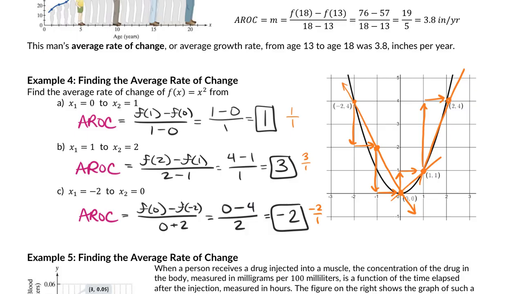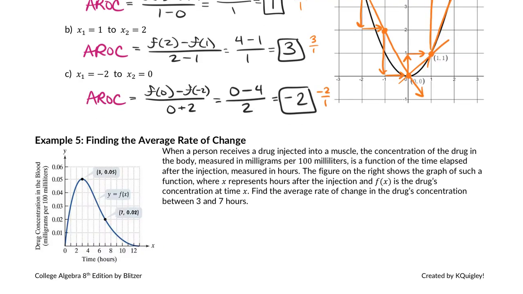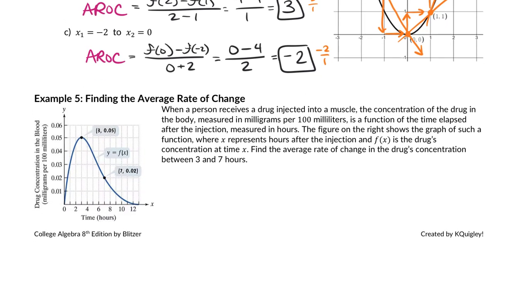Now, of course, average rate of change is usually going to come with context, because a lot of our graphs that are wavy and curvy like that have context, like example 5. It says when a person receives a drug injected into a muscle, the concentration of the drug in the body, measured in milligrams per 100 milliliters, is a function of the time elapsed after the injection measured in hours. The figure on the left shows the graph of such function, where x represents the hours after the injection and f of x is the drug's concentration at time x. Find the average rate of change in the drug's concentration between 3 and 7 hours.